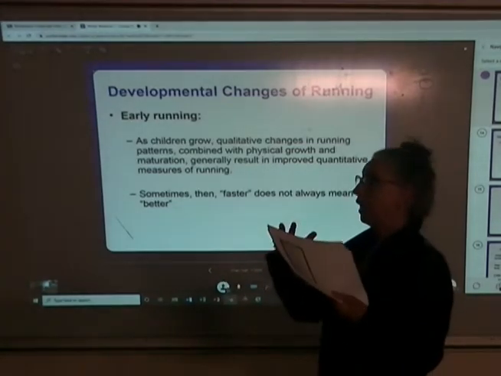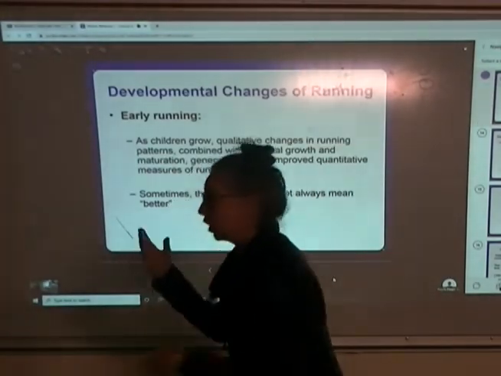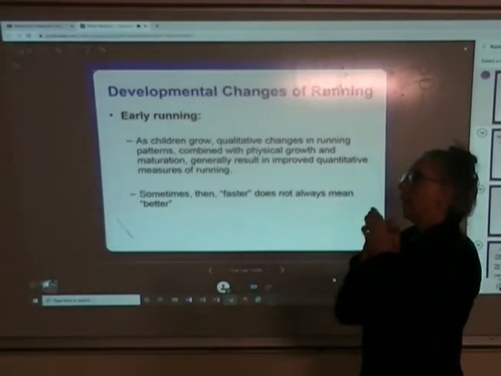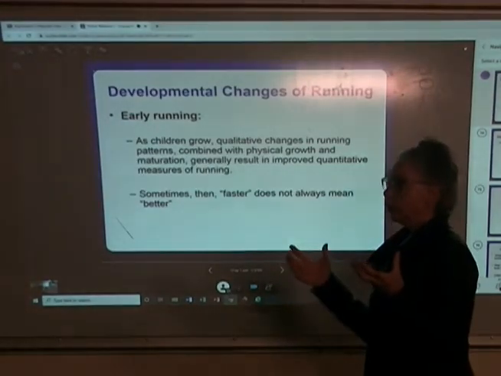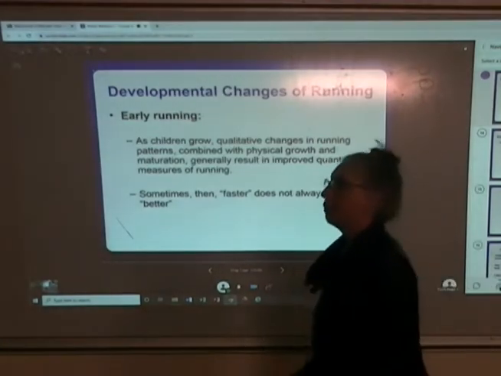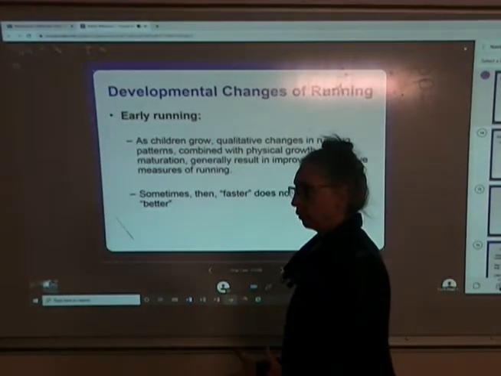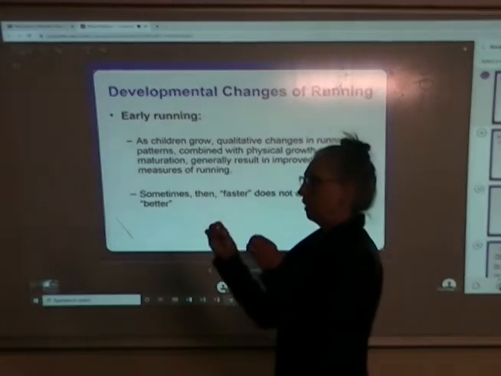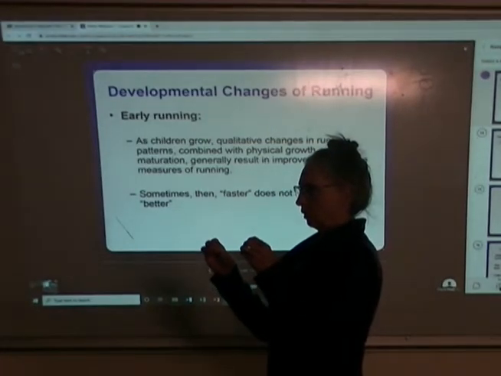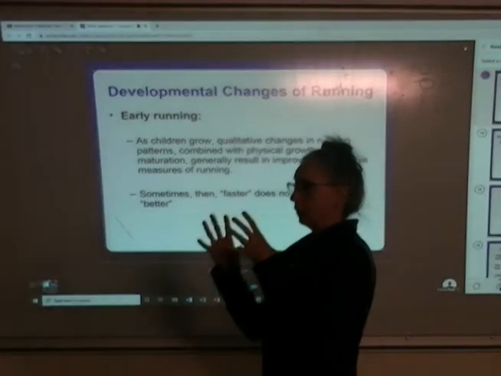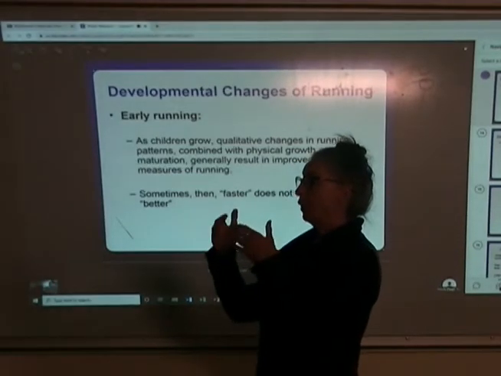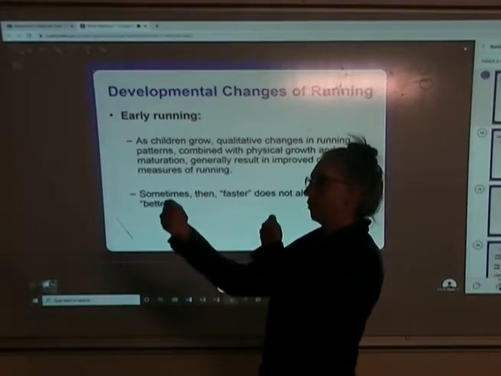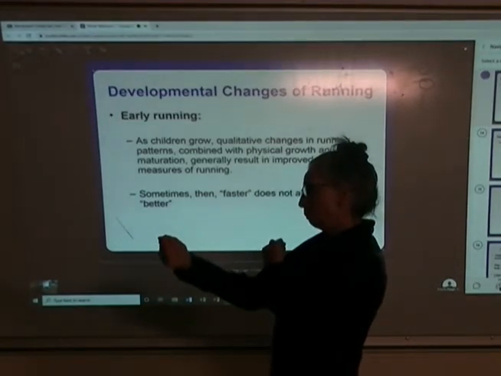we have to be very careful not to look at an outcome measure when we're looking at development, all right? Because they could get faster because they grew and their legs are longer or their muscles got stronger, right? But that doesn't mean that their movement pattern has become more developed. Does that make sense? And we see this a lot with all kinds of motor skills. We've got to be very careful. We're not looking at that outcome. We're looking at the movement pattern, the qualitative change in the movement pattern.